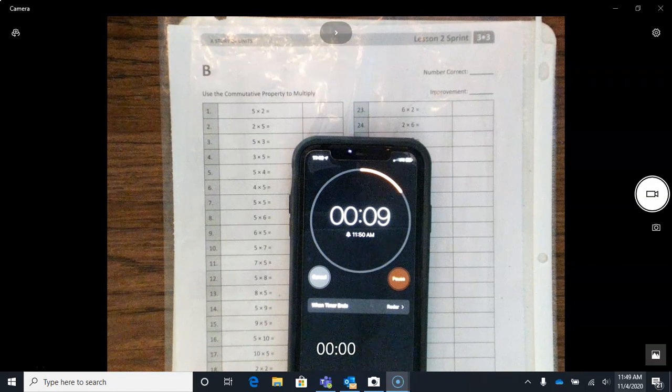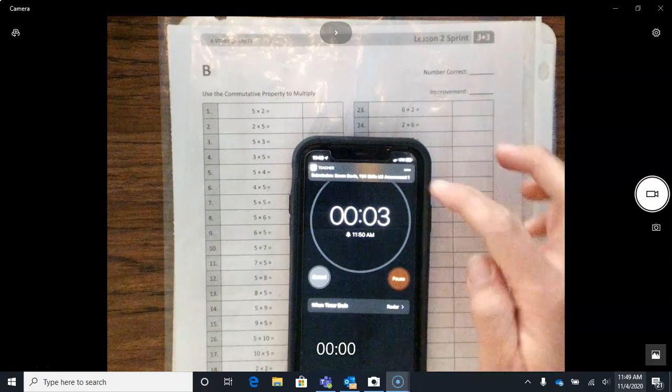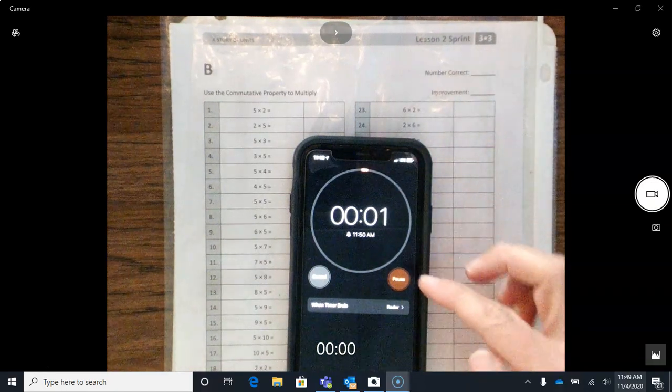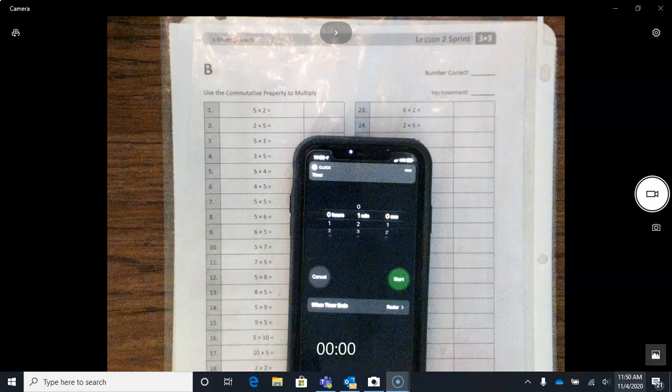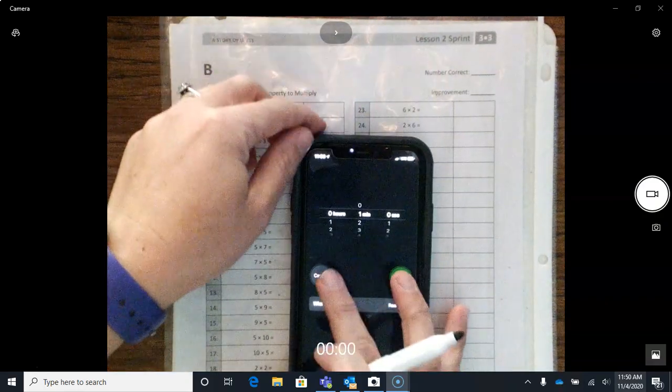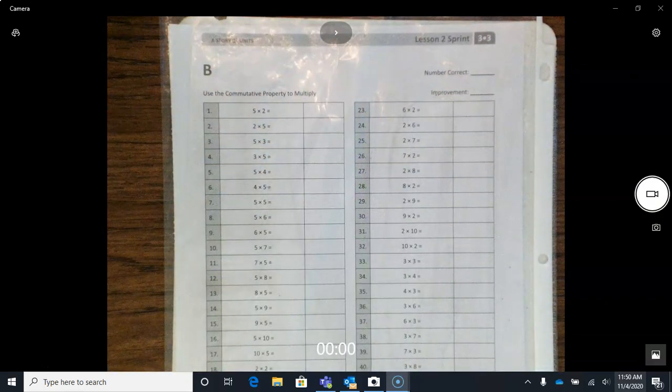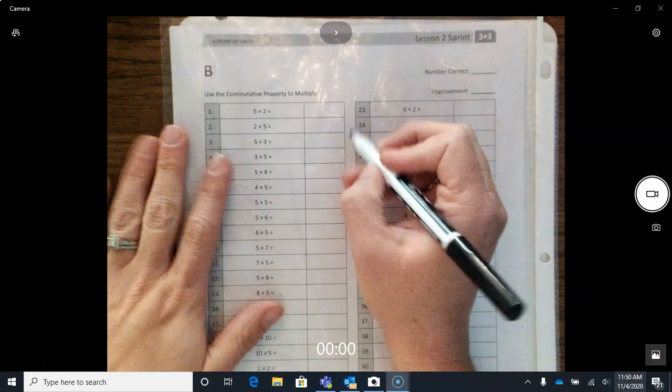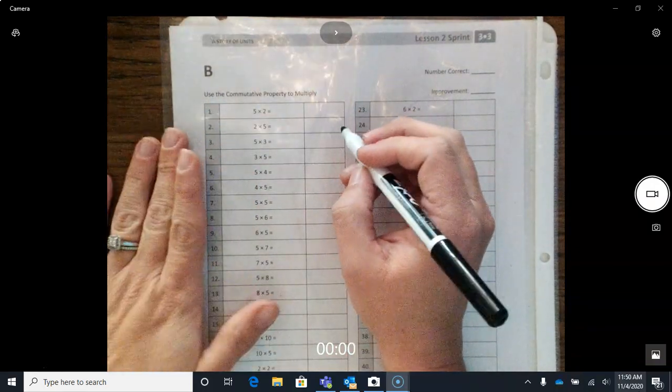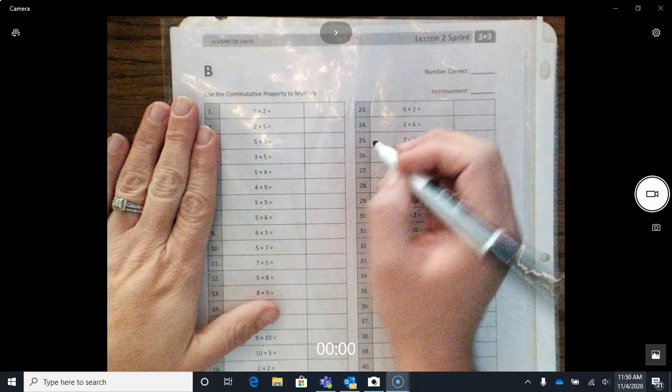You've got to keep going. 5 more seconds. All right. Pencils down. All right, here we go. Be ready to check. Remember, put a check mark next to the ones you got correct. Skip it or put an X if you do not get it correct.